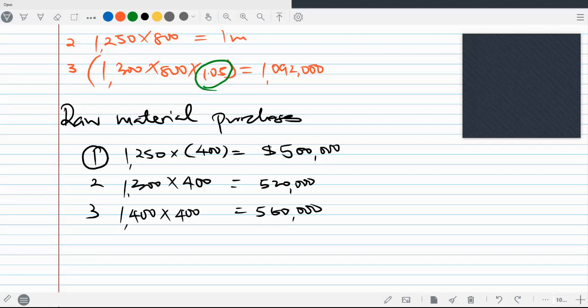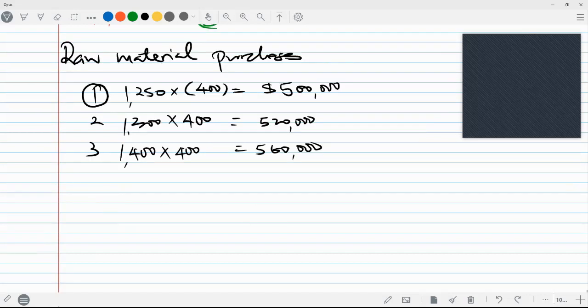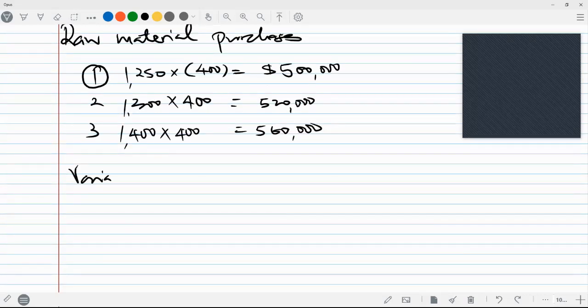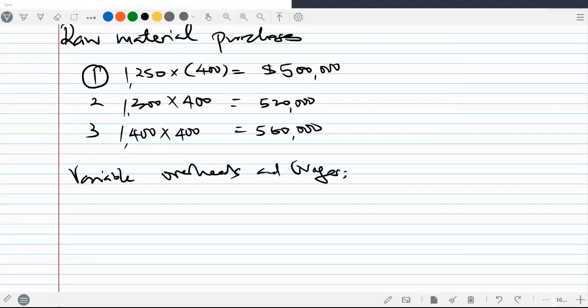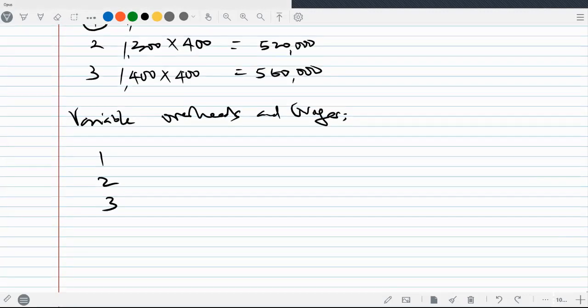Note 4. Variable overheads and wages equal to $100 per unit are incurred during production and paid for in the month of production. So here is variable overheads and wages, for January, February, March.